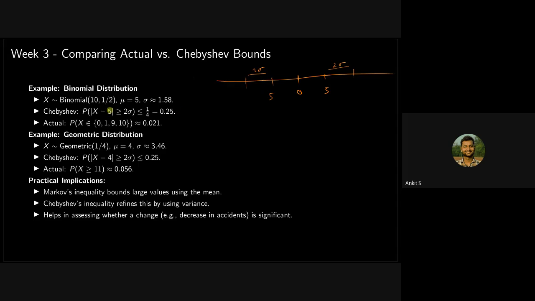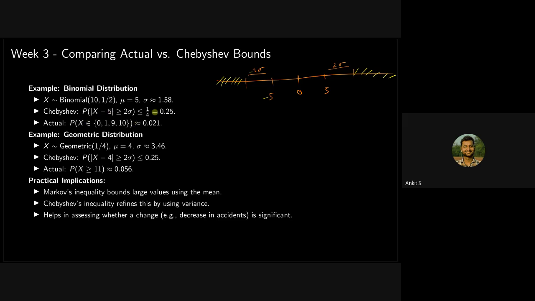What this is saying is the probability that this random variable will take a value in this range. It is 5 plus 2σ, or it is here, 5 minus 2σ. It deviates more than 2σ from its mean. Is it clear?